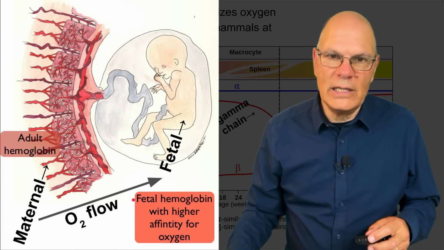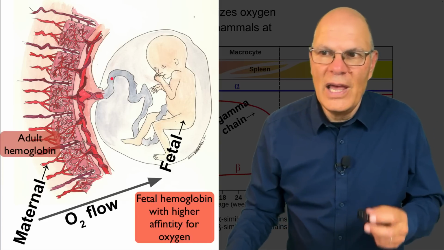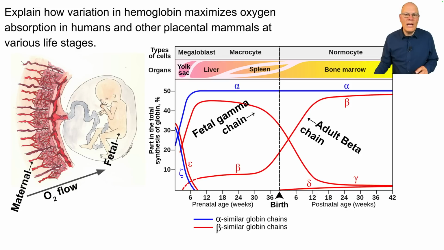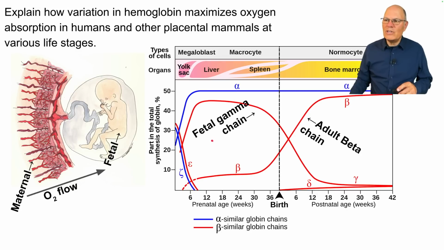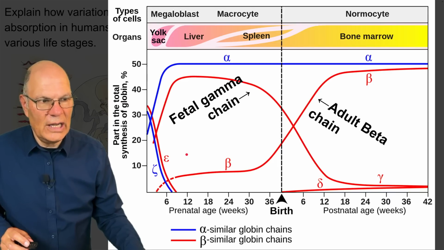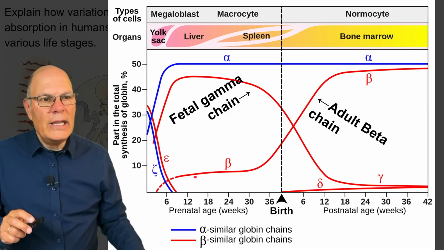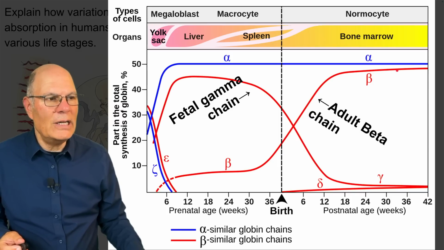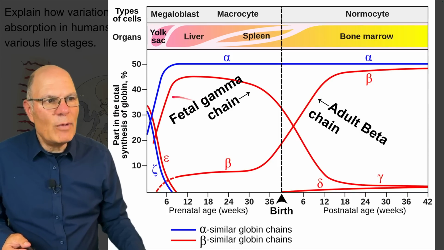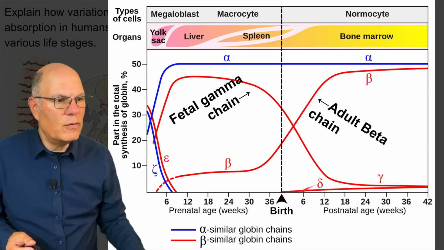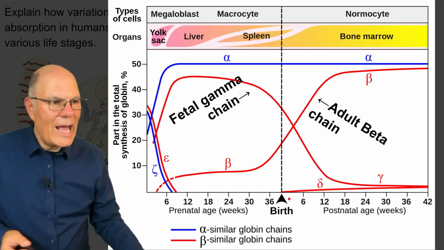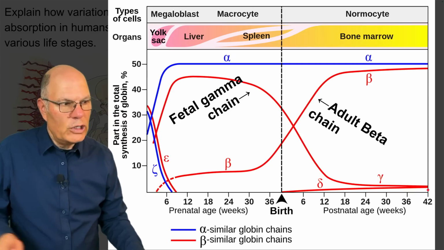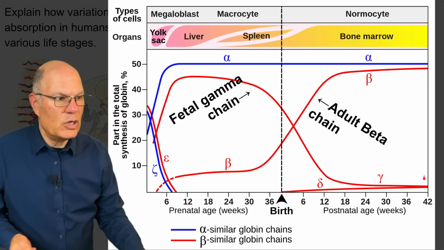So here's the gradient, and that of course is highly adaptive because that's how the fetus gets oxygen while it's in the uterus. But after birth, developmental genes kick in, and slowly the beta form starts to be produced more and more until it's completely predominant in the adult, whereas the gamma form starts to fall and fall and fall. You can see that happens even before birth, but the transition is pretty complete 42 weeks after birth has occurred.